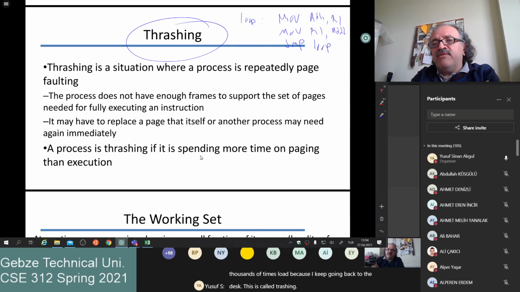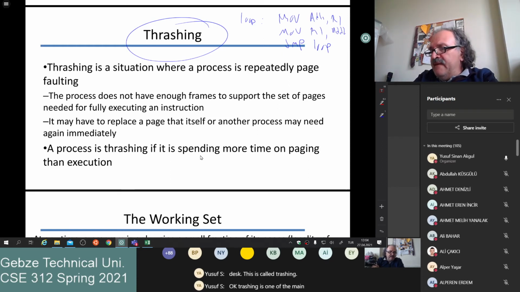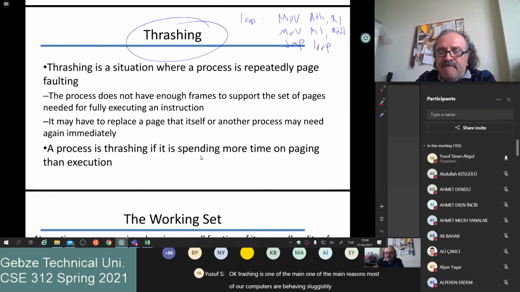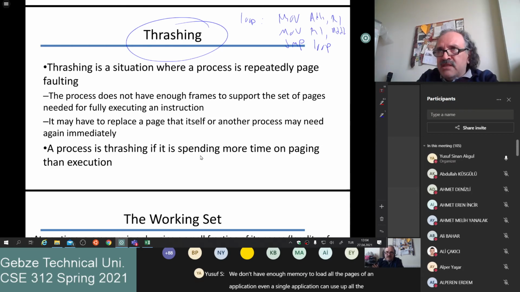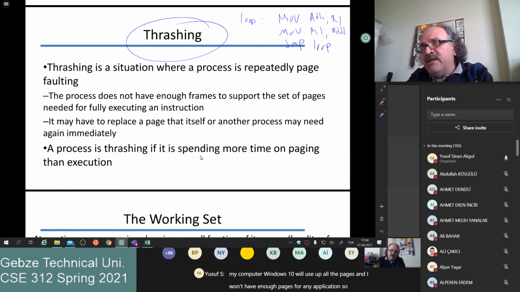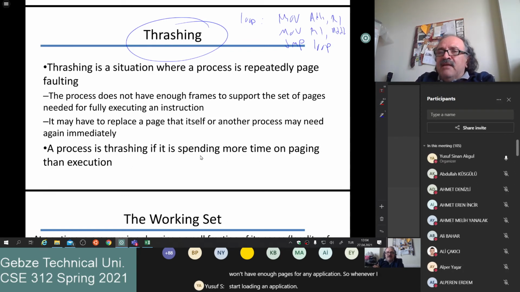Thrashing is one of the main reasons most of our computers behave sluggishly. We don't have enough memory to load all the pages of an application. Even a single application can use up all the memory for older systems. Instead of having 8 gigabytes of memory, if I had just 2 gigabytes on my computer, Windows 10 will use up all the pages and I won't have enough pages for any application. So whenever I start loading an application, all the pages that the application loads will be swapped out for the new pages of that application again. So the application is fighting with itself.